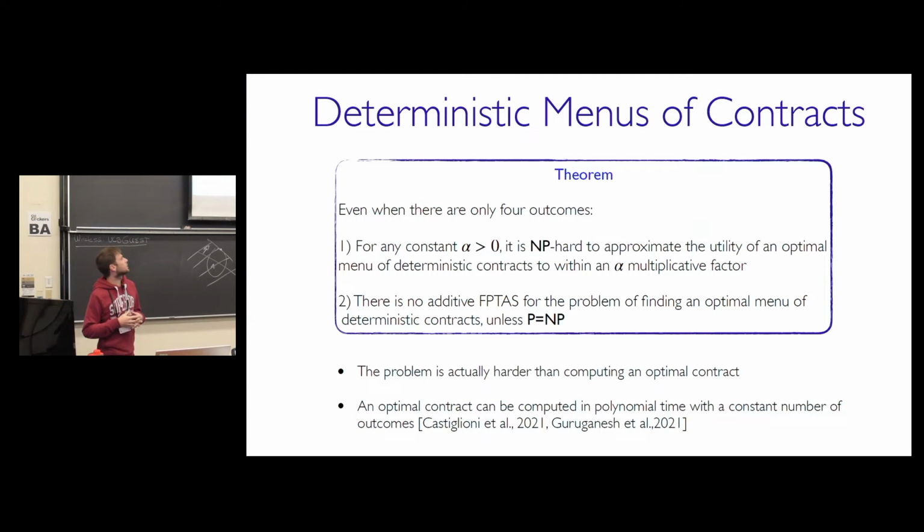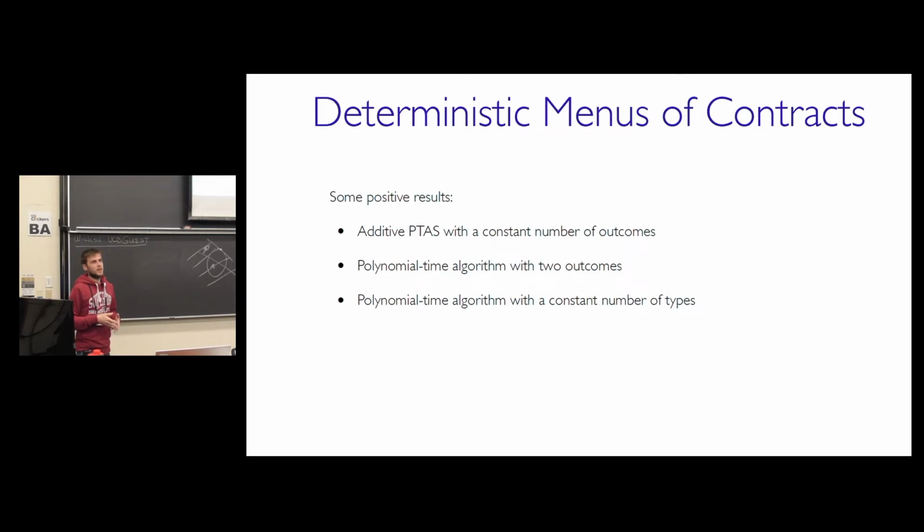So without randomization, this problem is actually harder than computing an optimal standard contract, because we know from previous work that an optimal contract can be computed efficiently when there are a constant number of possible outcomes. We complement this result on deterministic contracts with some positive results. So we provide an additive PTAS when the number of outcomes is constant, a polynomial time algorithm when the number of outcomes is 2, and a polynomial time algorithm with a constant number of types.